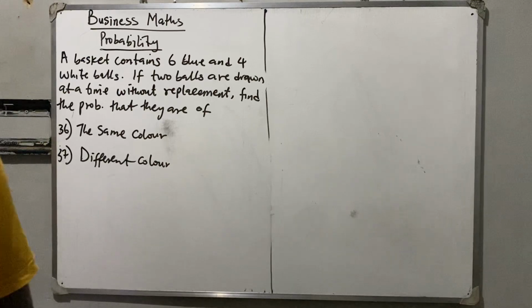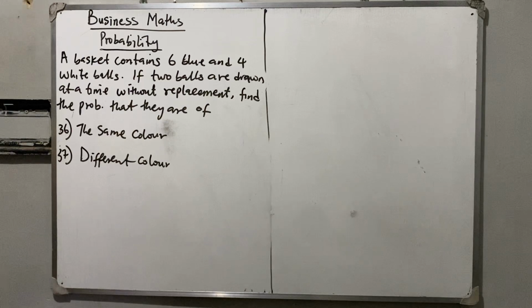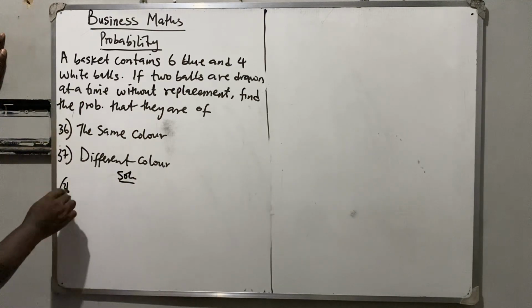This particular one says that a basket contains 6 blue balls and 4 white balls. If 2 balls are drawn at random without replacement, take note of this, without replacement, find the probability that they are of the same color, then that they are of different color. So let us solve the first one. Solution: they are of the same color.